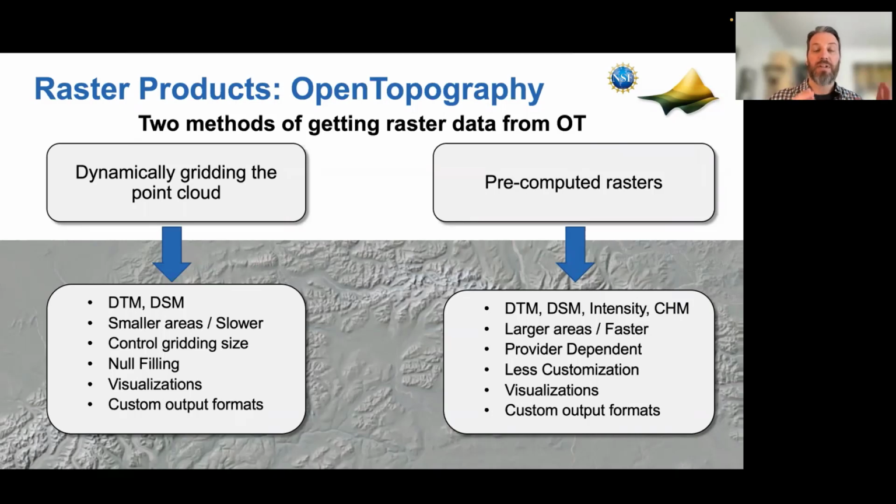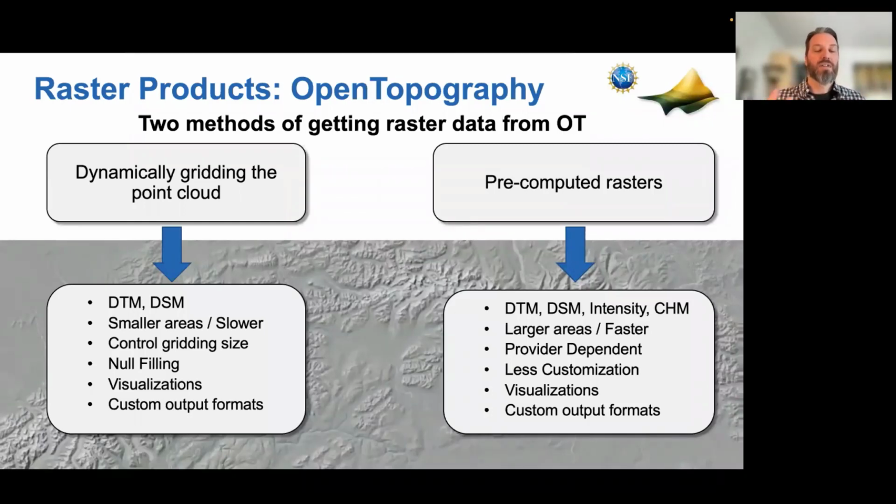You can either dynamically grid the point cloud from scratch, which is what we have on the left here, or we have pre-computed rasters that our data providers will give us, and you can utilize those. So I'm just going to talk about those two things and the pros and cons between them.